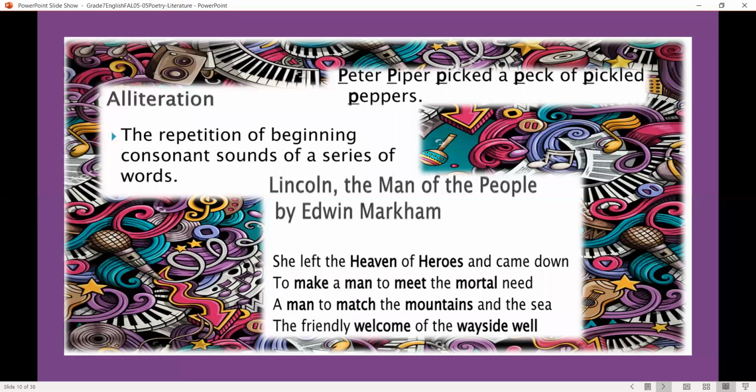So we've got the her, that's heaven of heroes. We've got make a man to meet mortal. Man to match the mountains. Another there: friendly welcome of wayside well. So there we've got our W over there. Doesn't it just make it sound more interesting? Imagine if she just said she left heaven and came down. That's boring. We want to make it interesting, and the alliteration kind of catches your attention.